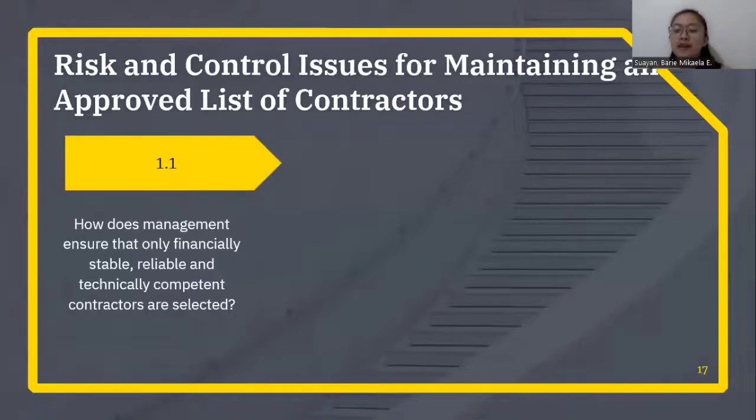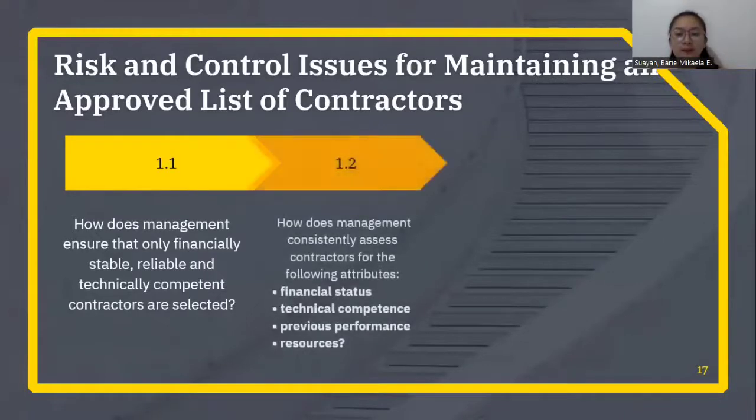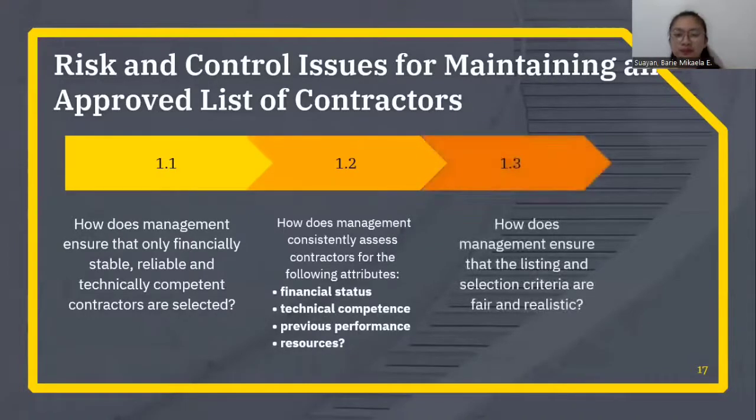Dito ay kung paano nga ba dapat i-handle or i-ensure ang pagpili ng mga contractors kung financially stable, reliable, and technically competent. How does management consistently assess contractors for the following attributes: financial status, technical competence, previous performance, resources? How does management ensure that the listing and selection criteria are fair and realistic?